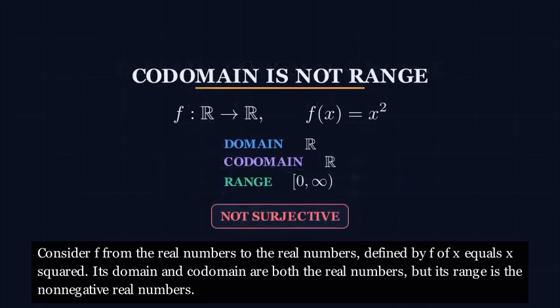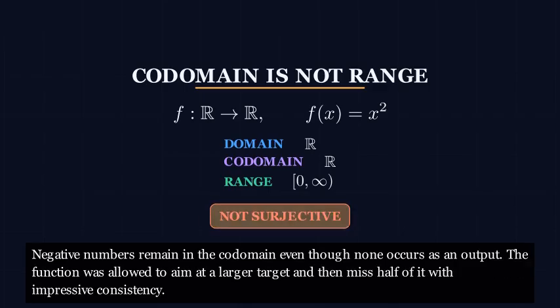Consider f from the real numbers to the real numbers, defined by f(x) = x squared. Its domain and codomain are both the real numbers, but its range is the non-negative real numbers. Negative numbers remain in the codomain even though none occurs as an output. The function was allowed to aim at a larger target and then miss half of it with impressive consistency.